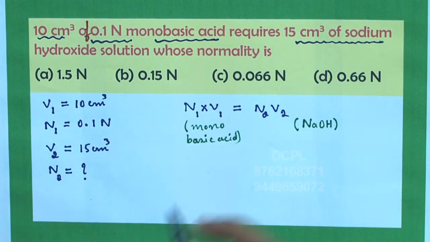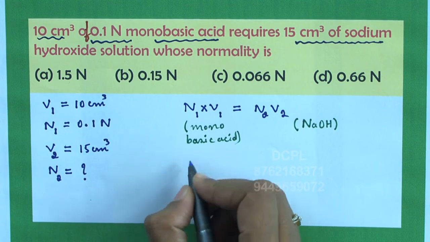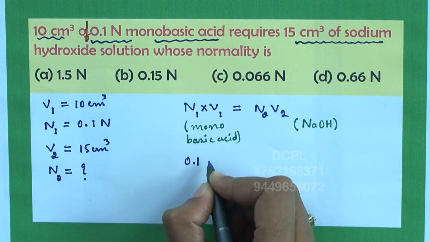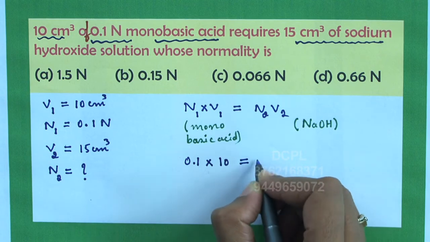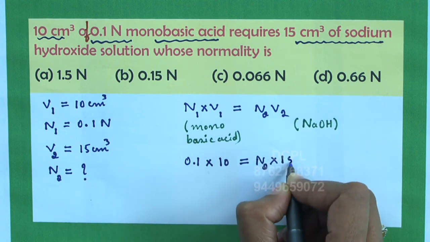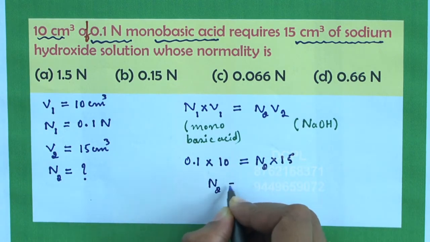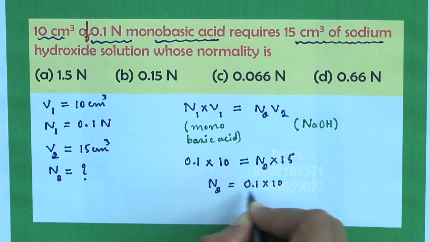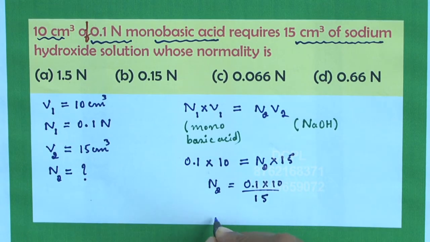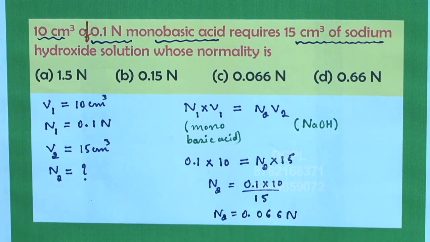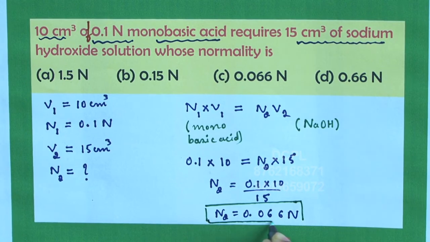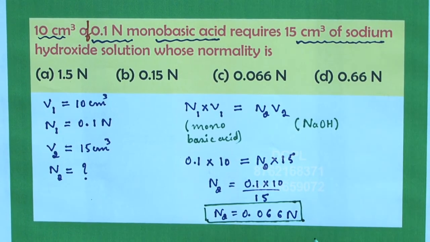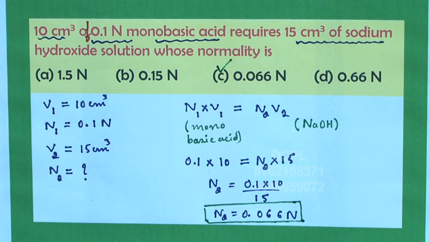Now let us substitute the given data. N1 as 0.1 into the volume as 10, which is equal to N2 as it is and the volume as 15. Therefore, N2 is equal to 0.1 into 10 divided by 15, which is equal to 0.066 normal. Therefore, the normality of the resulting solution is 0.066 normal, and the right option is option C.